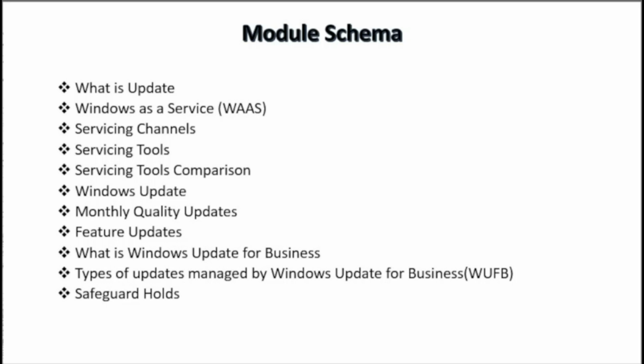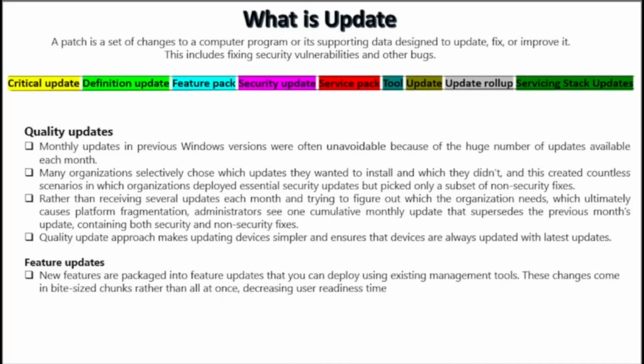Then we will discuss what is Windows Update, monthly quality updates and feature update. Then we will discuss what is Windows Update for Business and types of update managed by Windows Update for Business. And in the last, we will discuss safeguard holds. Now let's discuss some of the basic things related to Windows patching before moving further.